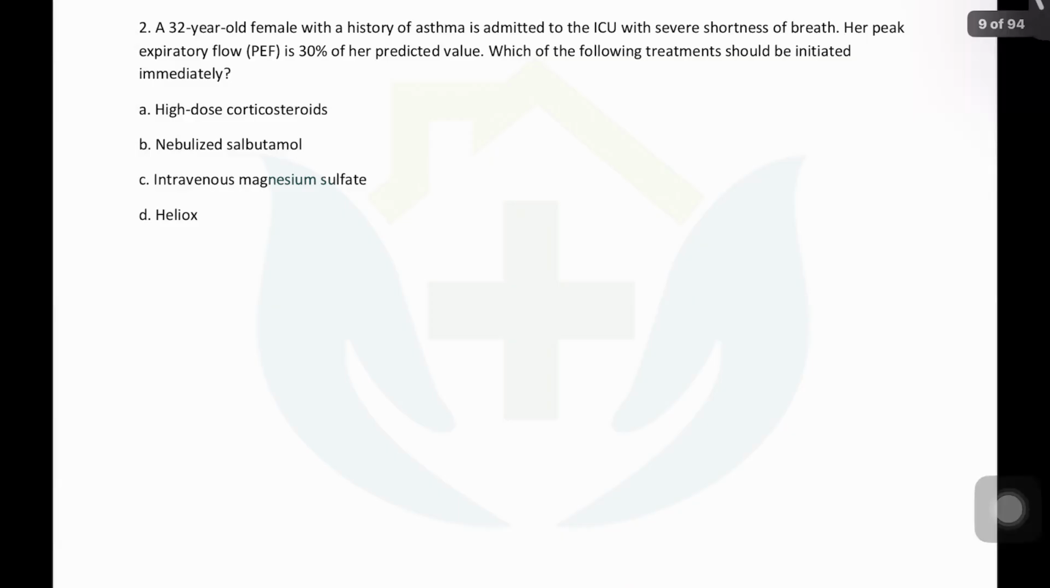Second question is, a 32-year-old female with a history of asthma is admitted to your ICU with severe shortness of breath. Her peak expiratory flow is 30% of the predicted value. Which of the following treatments should be initiated immediately? High dose steroids, nebulized long acting bronchodilator, intravenous magnesium sulfate, or Heliox? So, the answer is B. That is nebulized salbutamol.